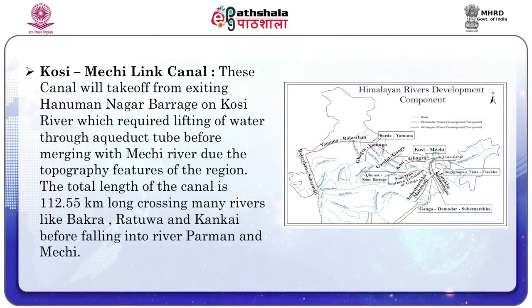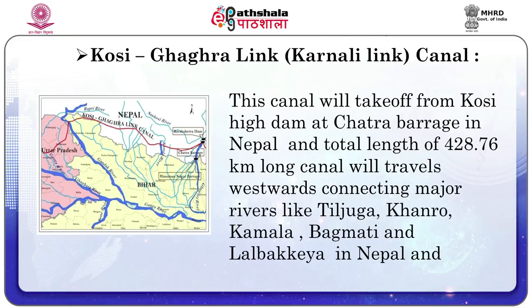Kosi-Mechi Link Canal. The Kosi-Mechi Link Canal will divert surface water from the Kosi River to the Mechi River. This canal will take off from the existing Hanuman Nagar Barrage on the Kosi River. The total length of the canal is 112.55 km, and it requires lifting of water through adequate tunnel before merging with the Mechi River due to the topography features of the region.